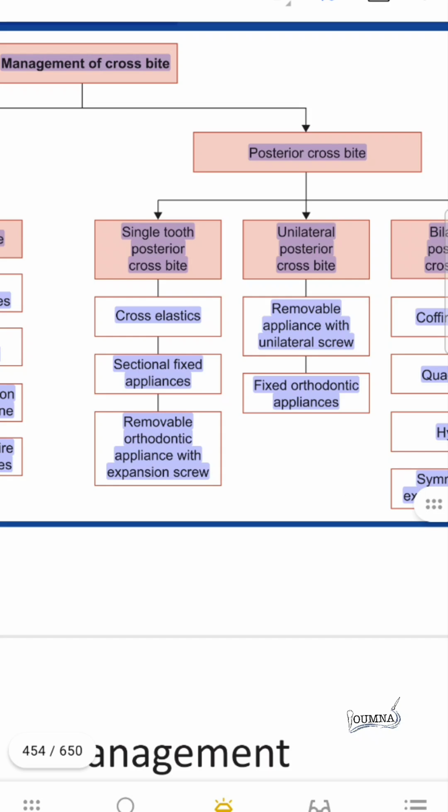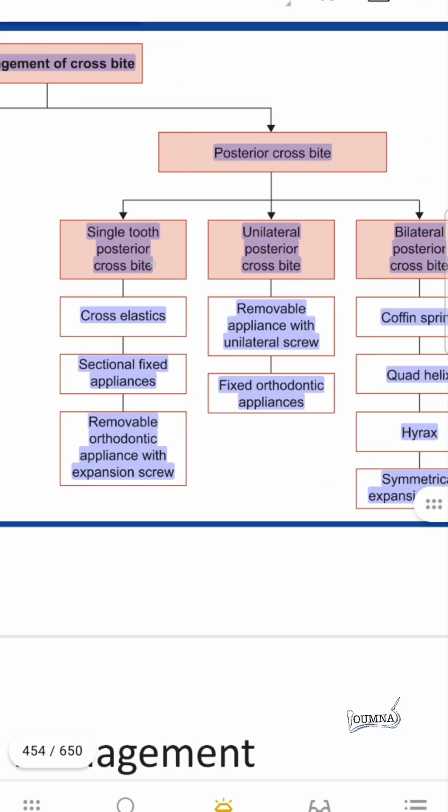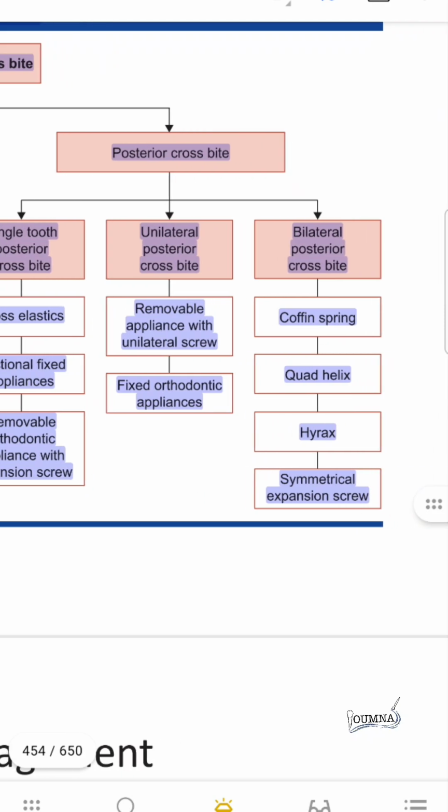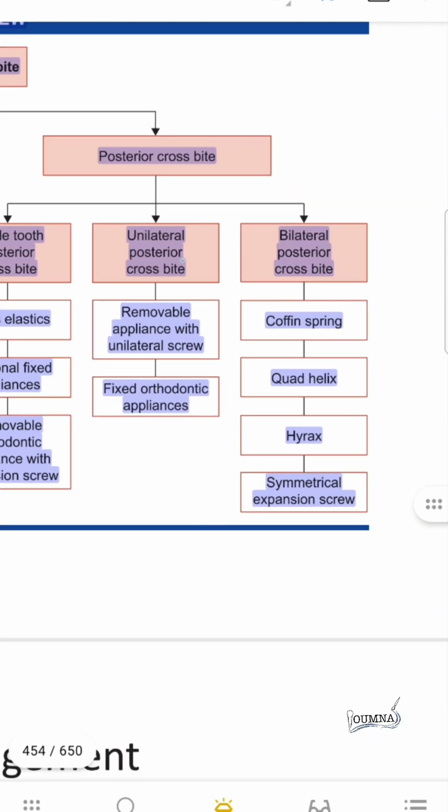For the posterior crossbite, if we have a single tooth, we can use the cross elastics and we can use a removable orthodontic appliance with an expansion screw. If we have a unilateral posterior crossbite, we can use a unilateral screw in a removable appliance, or we can use a fixed appliance also.